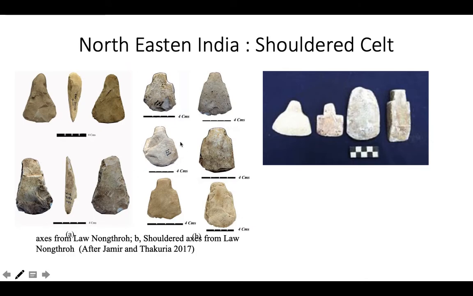And this is what I was telling about the shouldered celt. The shouldered celt is a very common feature in Myanmar and in Southeast Asia, and the same tradition is also followed at the Neolithic sites in Assam, as well as the sites in Garo Hill and Khasi Hill. These are the Neolithic celts from Nongtrok, a site excavated by, I think, Marco Mitri.